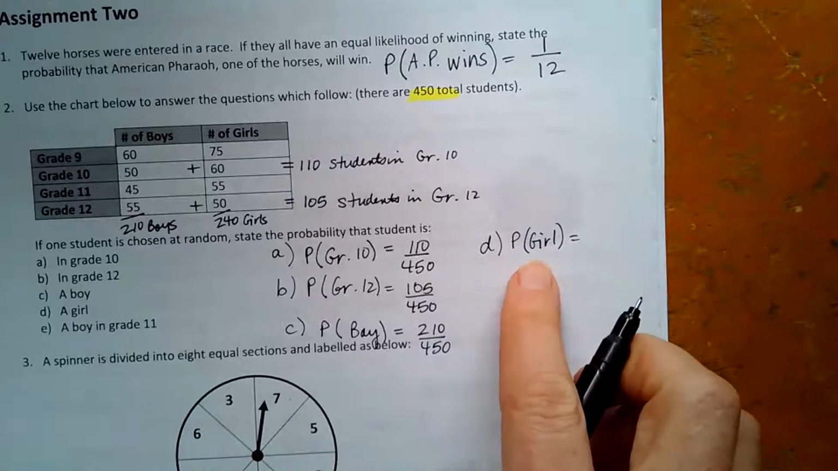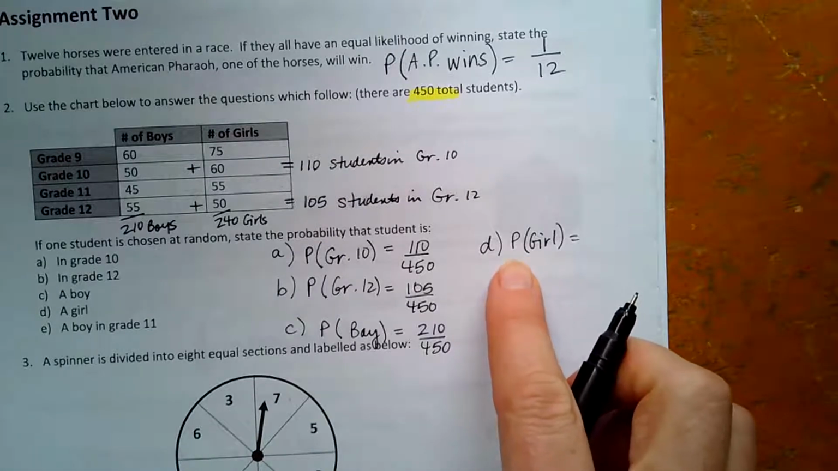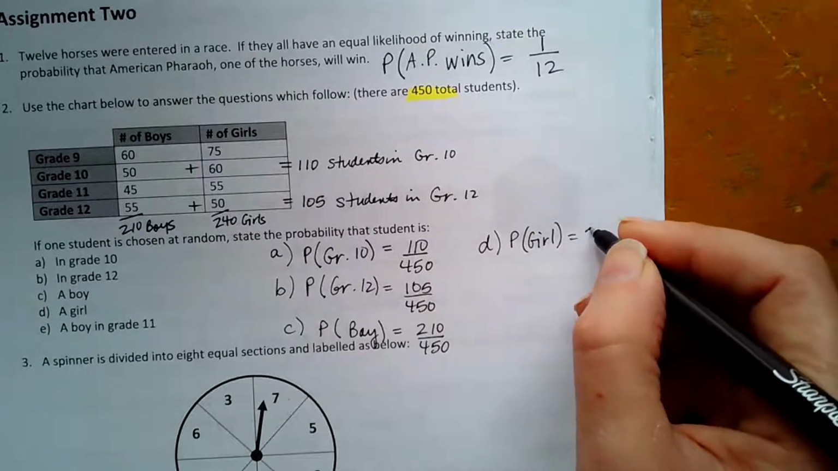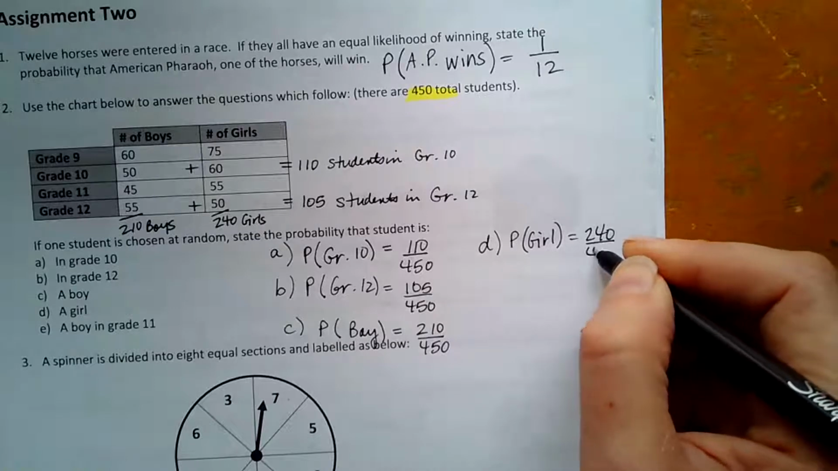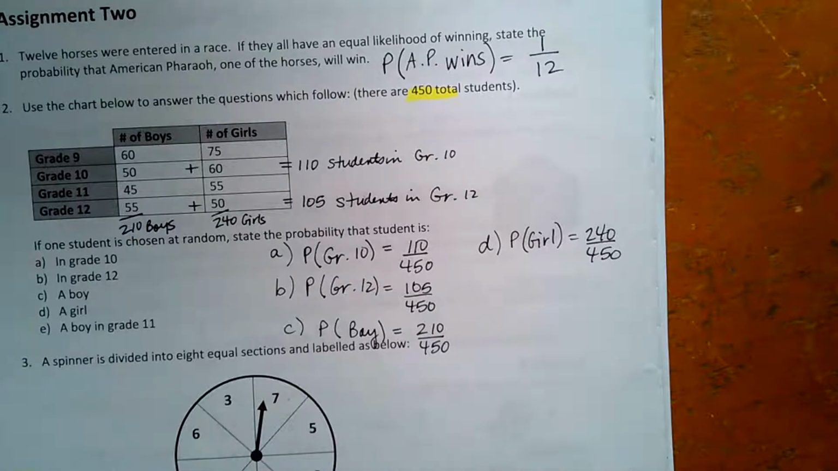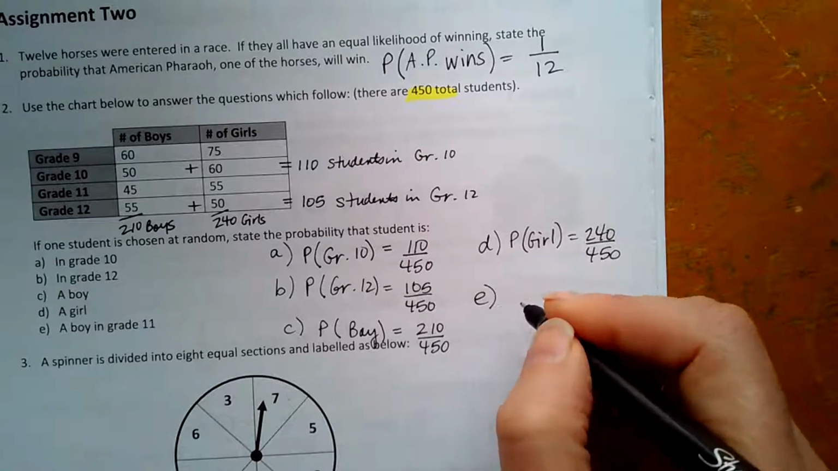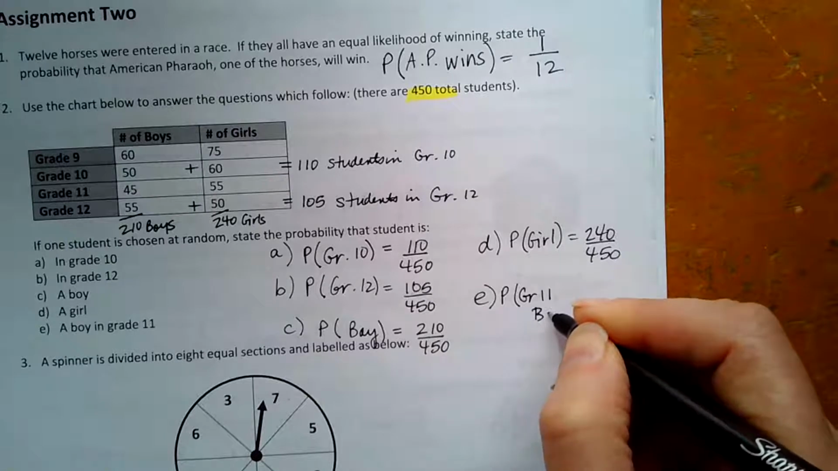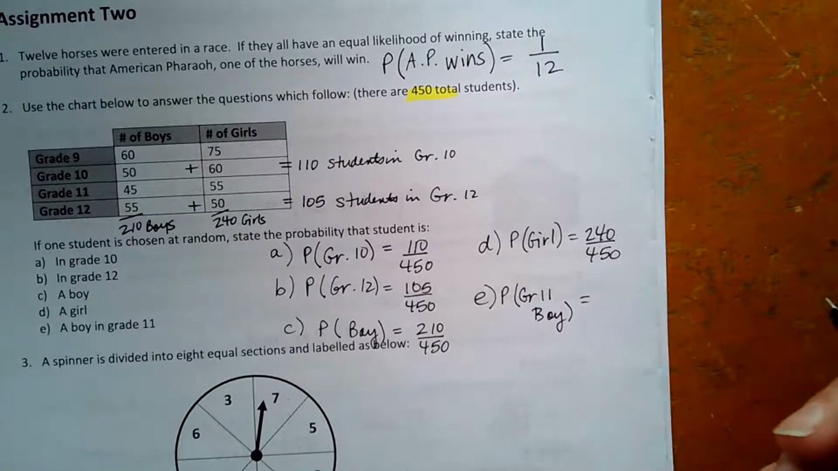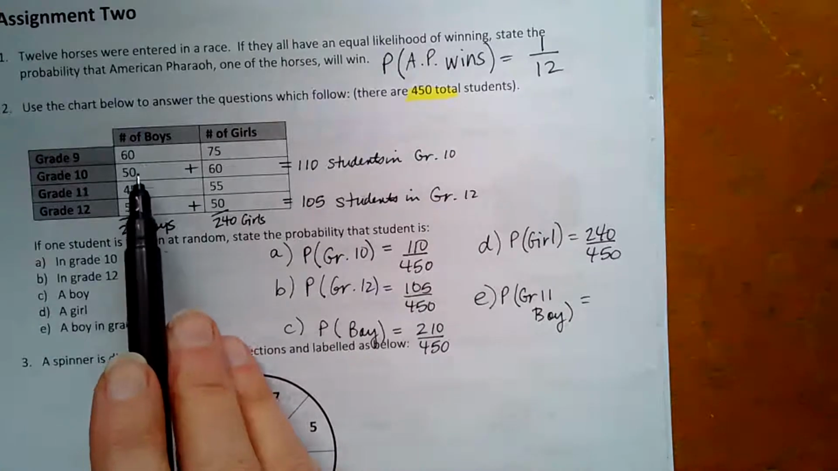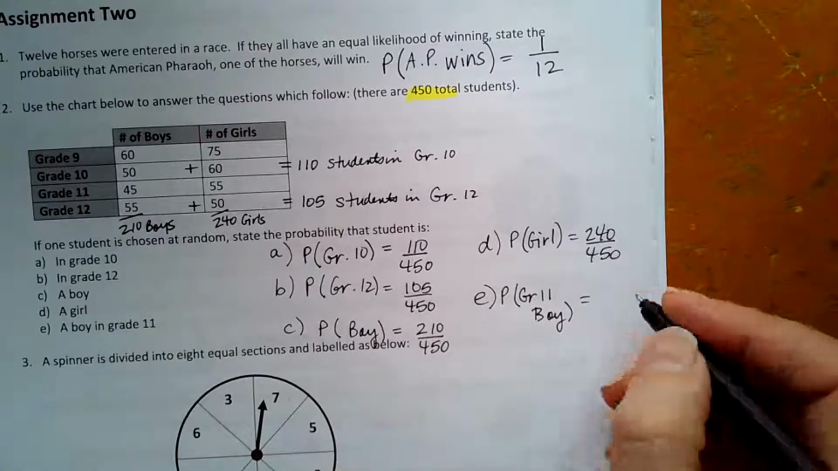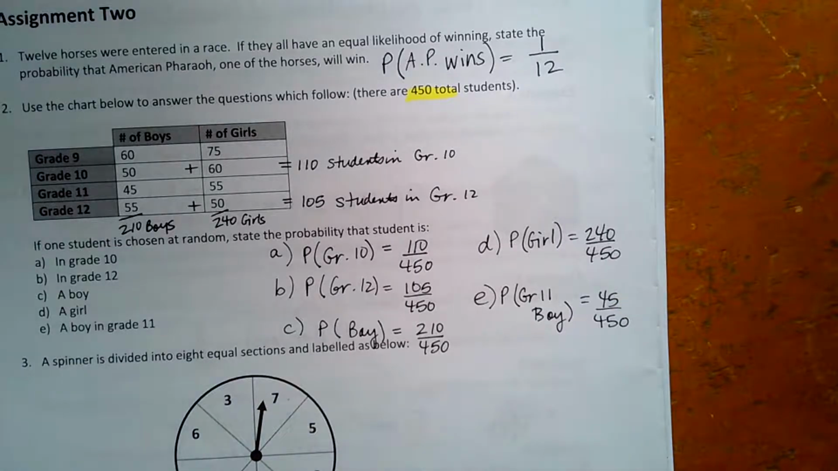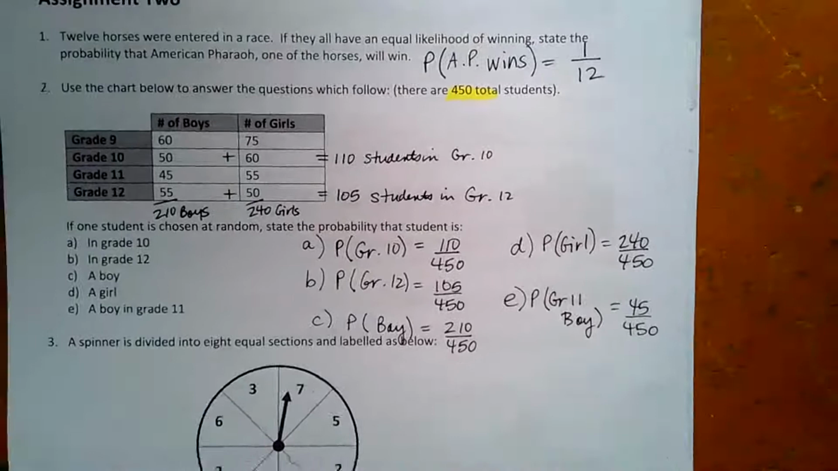Now this is showing your work. I'd prefer if you did your capital P and whatever you're looking for equals, and then record your proper fractions: 240 out of 450. And then finally, the probability that it's a grade 11 boy. That's very specific. So how many grade 11 boys? Well, 45. So that's that.